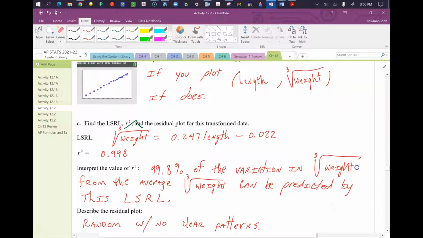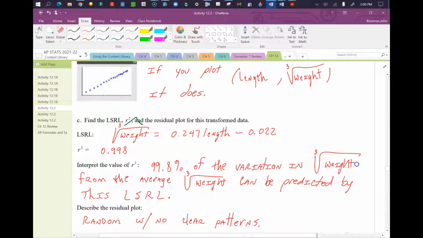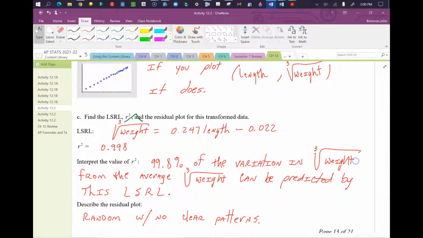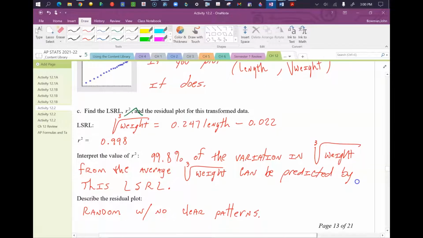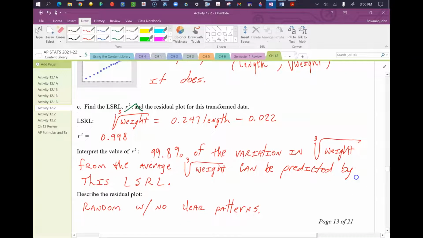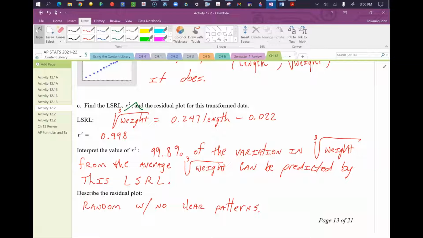The next part asks you to describe the residual plot. I am going to leave that up to you to verify that the residual plot is random with no clear patterns, which means it was appropriate to fit a line to the transformed data.